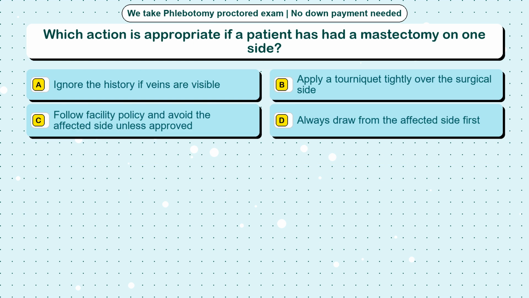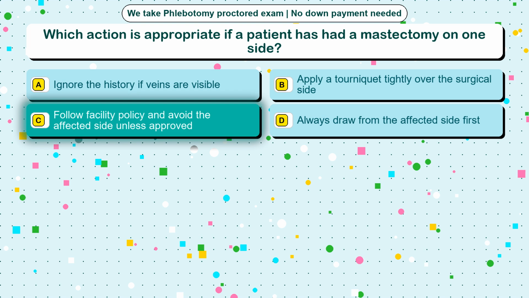Question 45. Which action is appropriate if a patient has had a mastectomy on one side? Option A. Ignore the history if veins are visible. Option B. Apply a tourniquet tightly over the surgical side. Option C. Follow facility policy and avoid the affected side unless approved. Option D. Always draw from the affected side first.